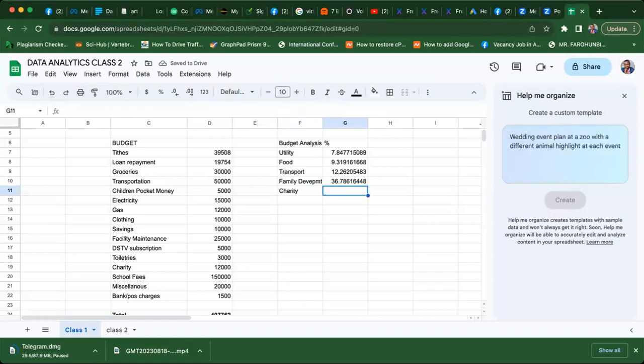Charity. Charity is equals, open bracket, D19.